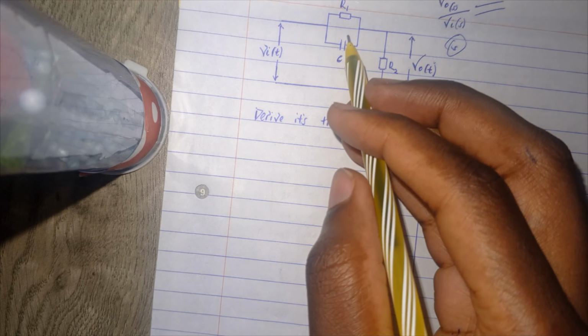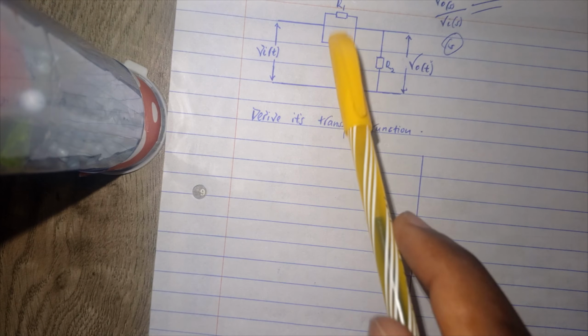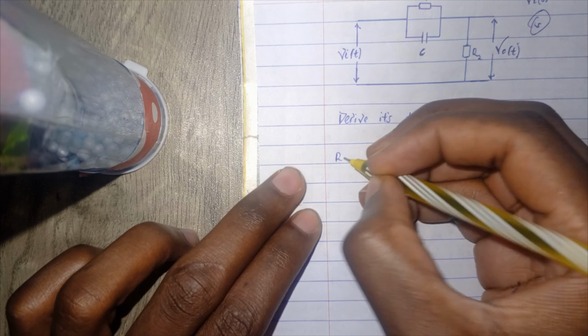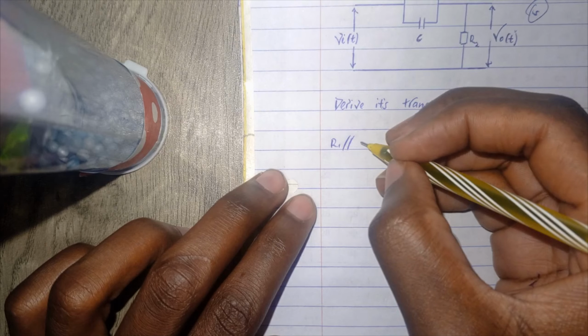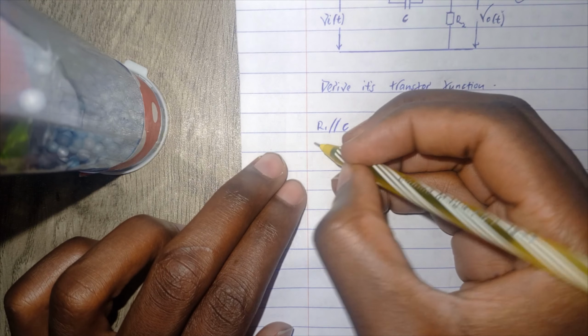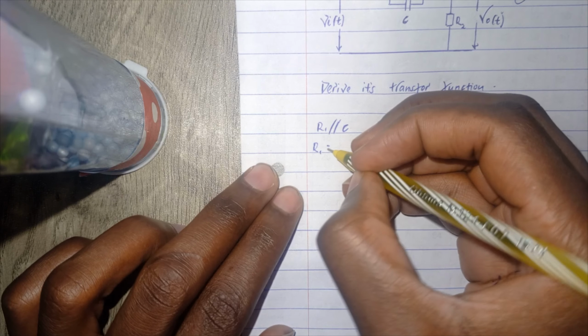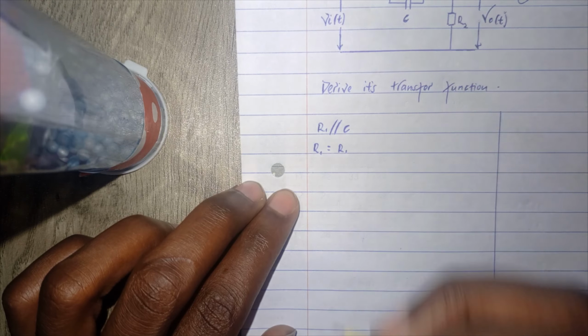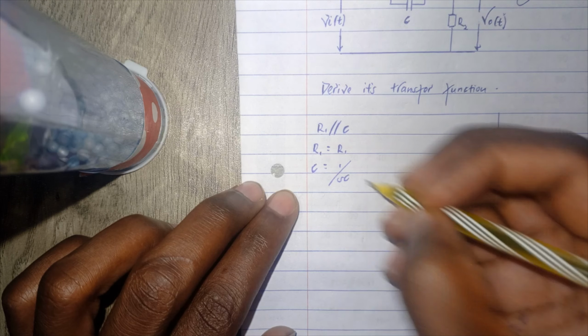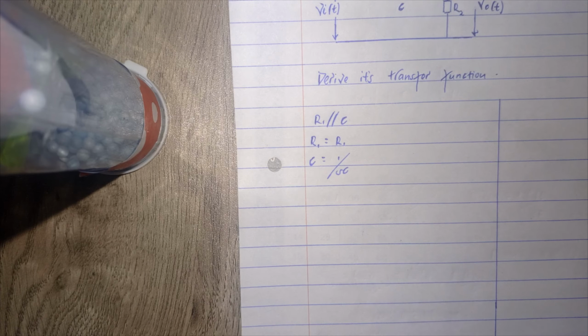So we're going to start with this one, but you can see here the resistor and the capacitor are in parallel. So first things first, let's find this one. R1 is in parallel with the capacitor C1. In transfer function, R1 is going to be equal to R1, while C is going to be equal to 1 over SC or CS, however you'll write it. This one is multiplication. The order doesn't matter that much.